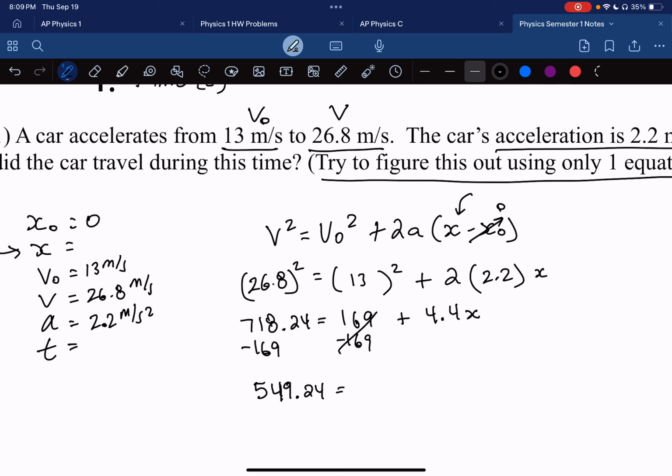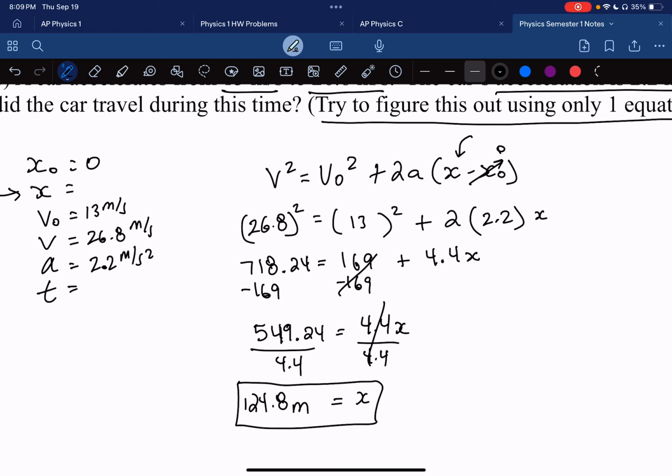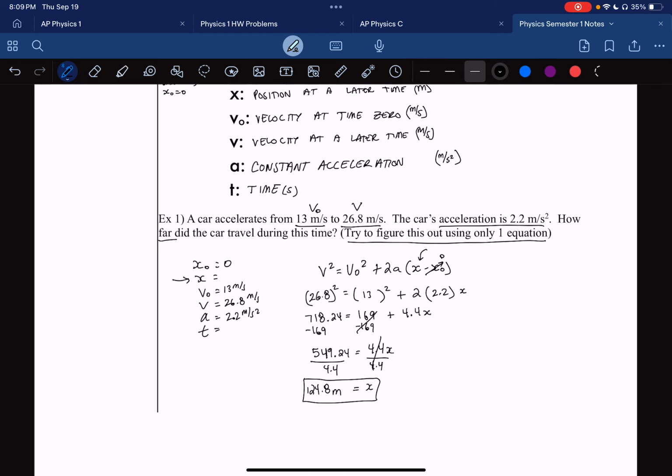So I'm getting 549.24 equals 4.4x. And we will just divide both sides by 4.4. And I get that x is equal to, this crosses out, 124.8 meters as the distance. Cool.